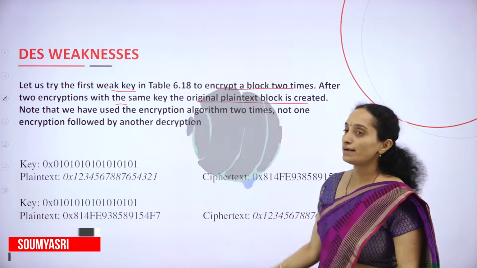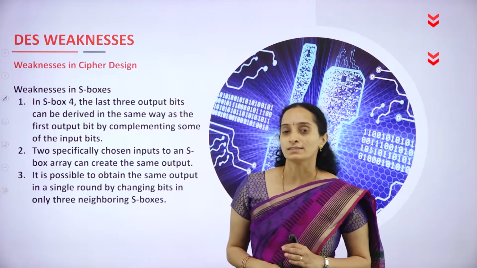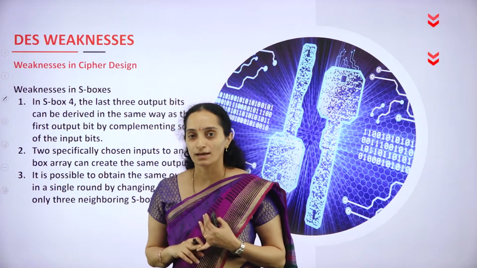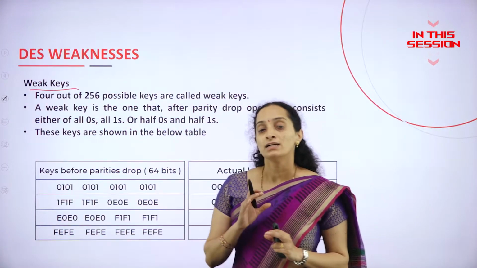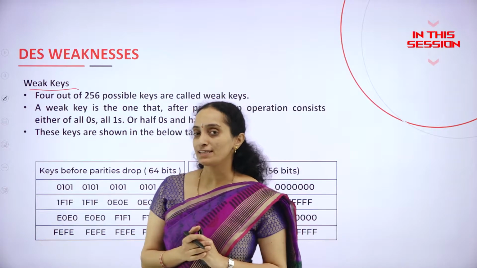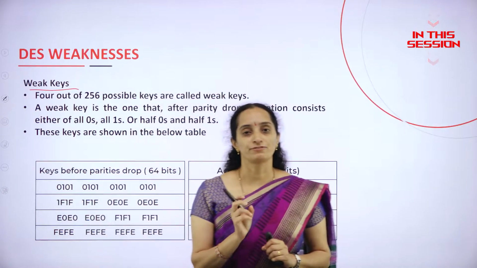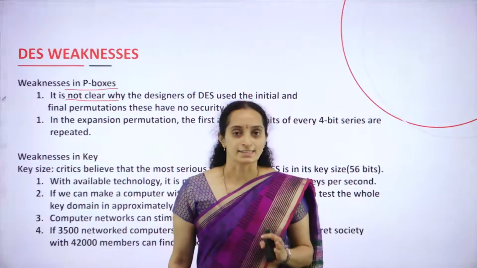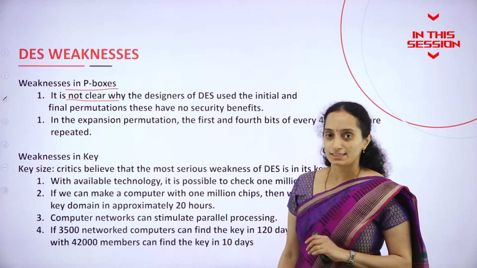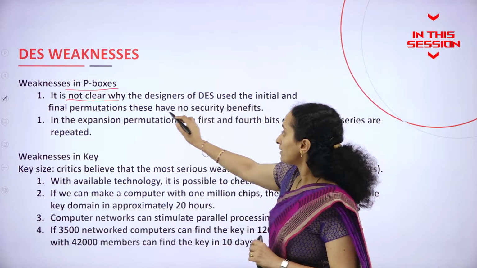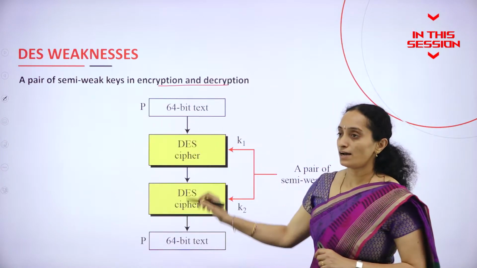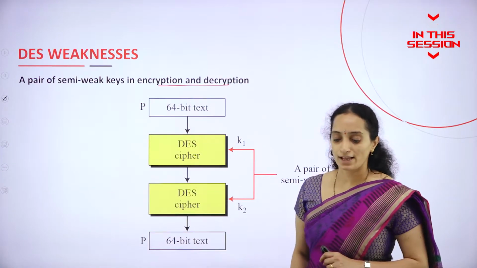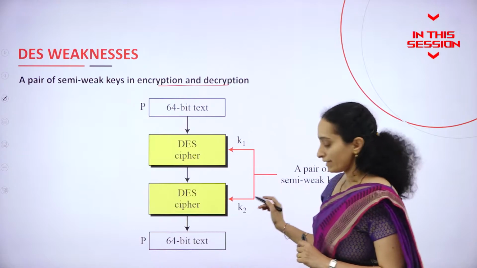The original plain text block is created, because what are the weaknesses? So DES normally contains the permutation boxes. We have few weak keys, and in 2 to the power of 56 key domain, we have 56 bit of key. As I said in the beginning of the DES cipher only, it is not clear a pair of semi-weak keys are shown in encryption as well as decryption. All right.